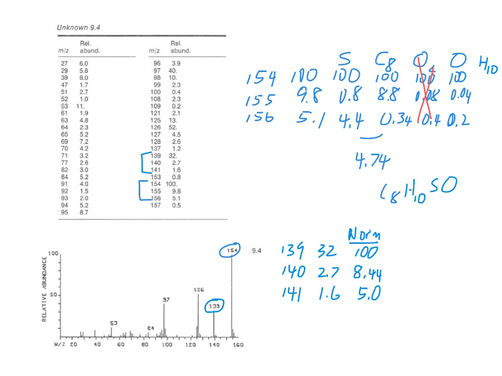Okay, so now we can do the same thing again, but we have to make sure to do the normalization because all these percent abundances are relative to 100. Okay, so it looks like we still have sulfur, right? So that's 100, 0.8, 4.4. How many carbons?